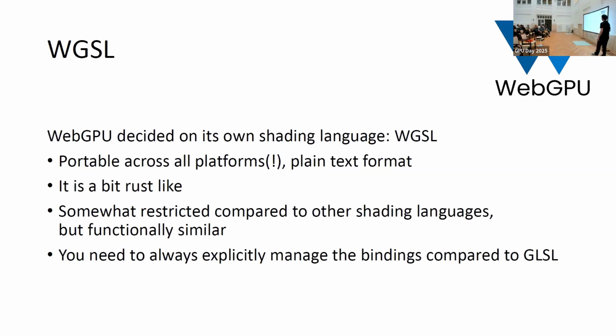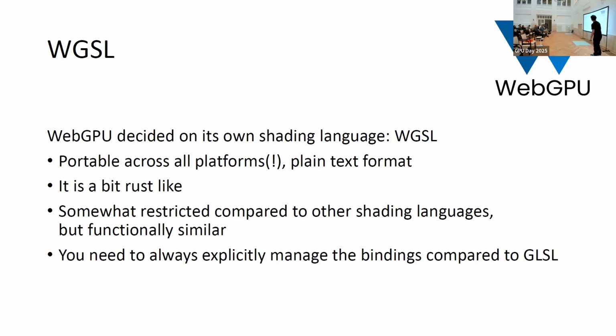They have decided on their own shading language for various reasons. It's a plain text format. You can write some commands in it, and that is going to run on the GPU. It's portable across all platforms. That was the biggest challenge that was solved here. It's a little bit Rust-like, and a few people have different opinions on it, but this is now the thing that everyone is happy about as modern. And it's somewhat restricted in some senses, but functionally similar to other shading languages, GLSL or others that were around before. And the new thing here that is complicating things a little bit is that you need to explicitly manage your bindings.